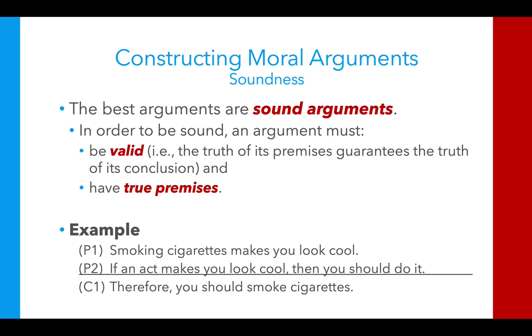So let's take a look at the argument we just looked at. Smoking cigarettes makes you look cool. If an act makes you look cool, then you should do it. Therefore, you should smoke cigarettes. Now, if we were in person, I would often ask you, what premise do you think is false, or is it invalid? What's the problem with this argument? And I'll just tell you, the argument's valid. If the premises are true, then the conclusion's got to be true.